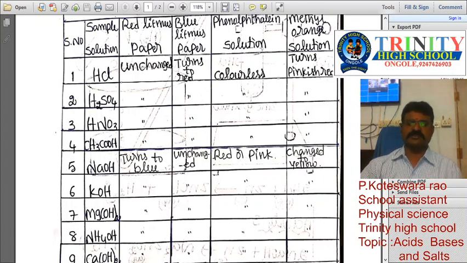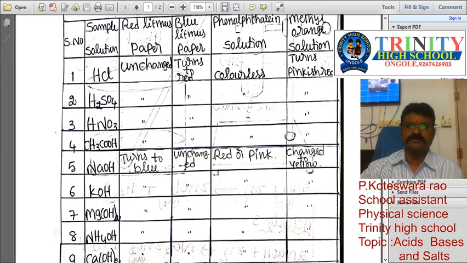KOH means potassium hydroxide. So in that, red litmus paper, same, turns blue. Blue litmus paper, unchanged or colorless. And what about phenolphthalein? Red or pink. And what about methyl orange indicator? It changes to yellow. Similarly, magnesium oxide, NH4OH and calcium hydroxide, if you conduct the same, the colors are also the same.